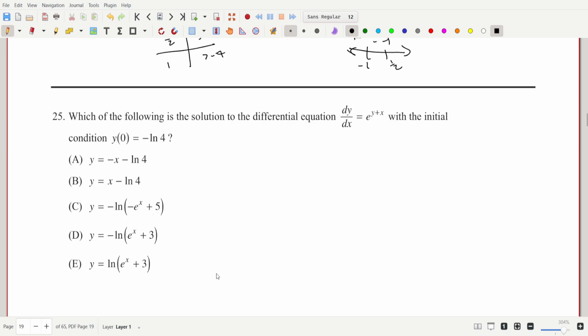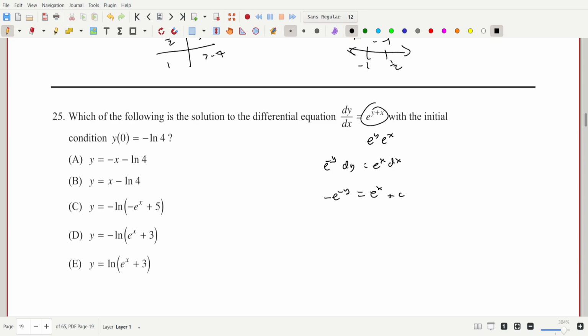Which of the following is a solution to the differential equation with initial condition, whatever? All right, this one you have to break up as e to the y times e to the x. So dy over e to the y equals, and really you should think of it as e to the negative y dy equals e to the x dx. That'd be a nice way of doing it. Integrate, and you get negative e to the negative y equals e to the x plus c.